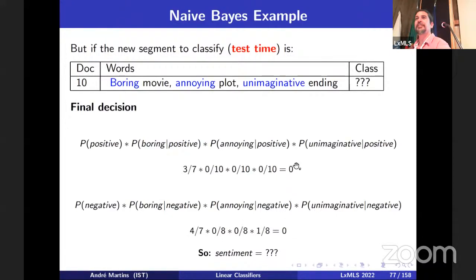Okay, so what should we do in this case? You get 0 probability both for the positive class and the negative class. So it's not clear what you should do. We have a tie, but this is a bit strange because this is telling us that the data that you are observing is impossible. It has a probability of 0. So there should be something wrong with the way we are estimating these probabilities.